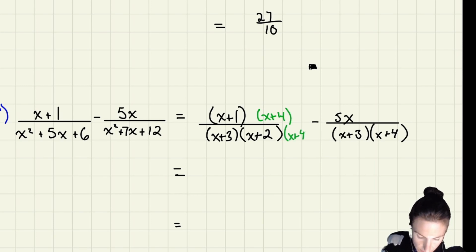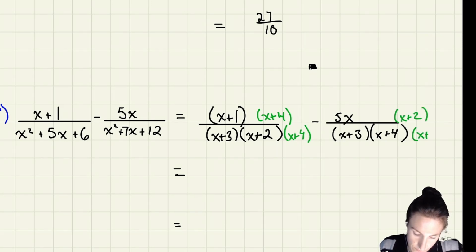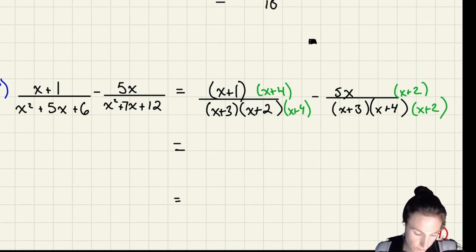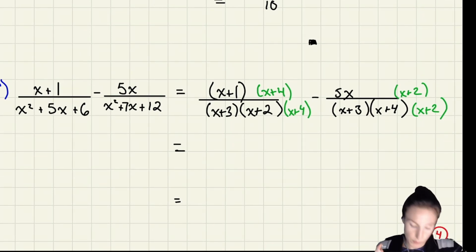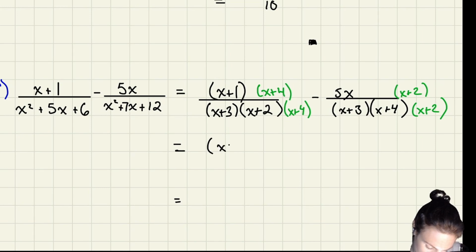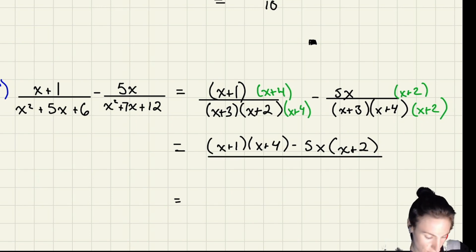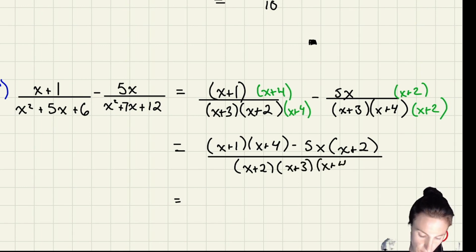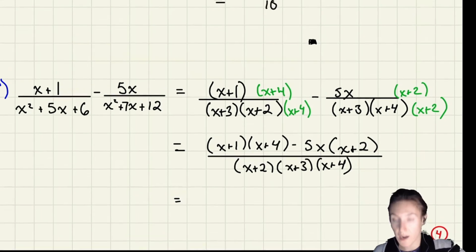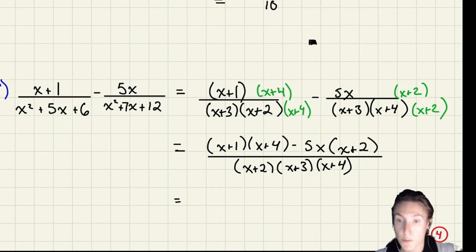x plus 4, x plus 4, and then I'm going to have x plus 2, x plus 2. And now we can take both the terms, put them together, and on the numerator I have x plus 1 times x plus 4 minus 5x, and that's being multiplied by x plus 2. I'm not going to expand the bottom, x plus 2 times x plus 3 times x plus 4, because overall I want to simplify these expressions, but we do have to expand the top and then simplify it.